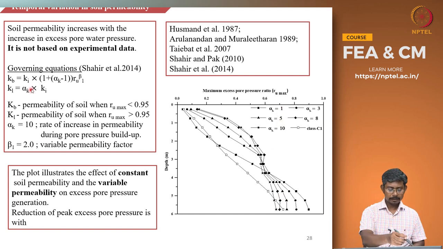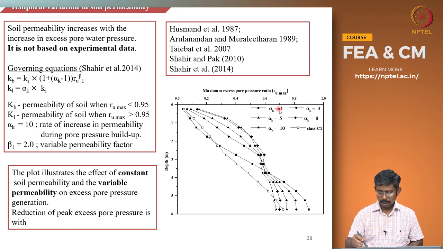The alpha k corresponds to the factor by which the permeability is increased. The maximum value of alpha k chosen here is 10. It can be seen that for alpha k of 1, the excess pore pressures are lower, and as you increase the permeability, say for this case 3 and for 5 and for all the increments, the excess pore pressure ratio increases when compared to alpha k equal to 1. On the other hand, the plot for class C1 is also included here, which is based on the adjusted dilatancy parameters.